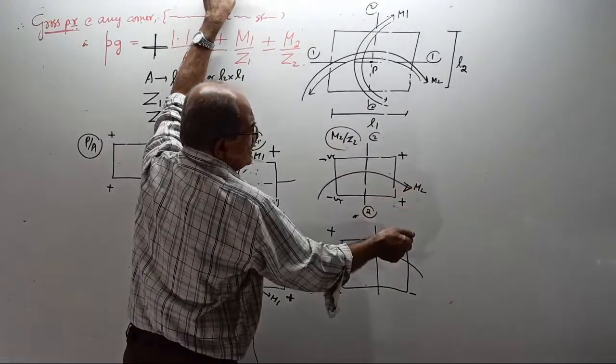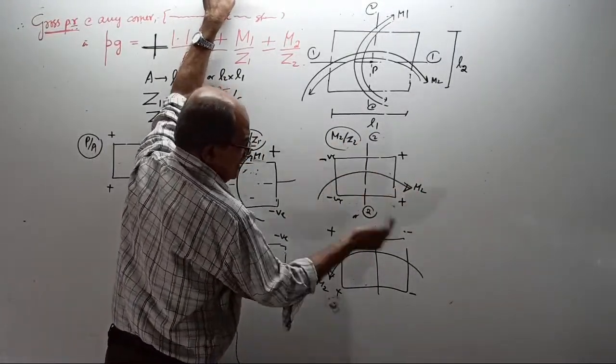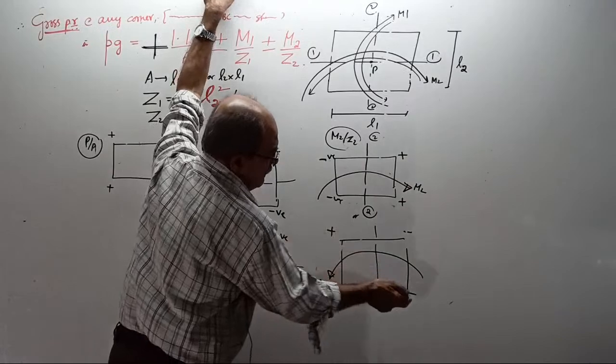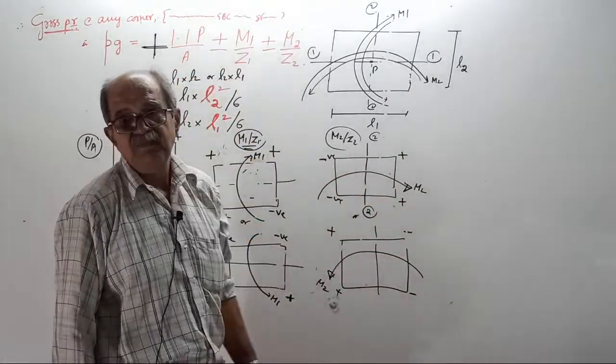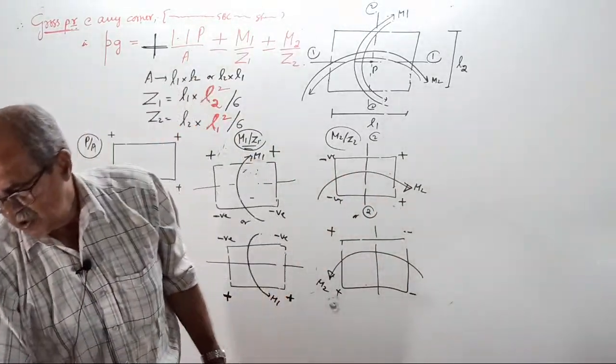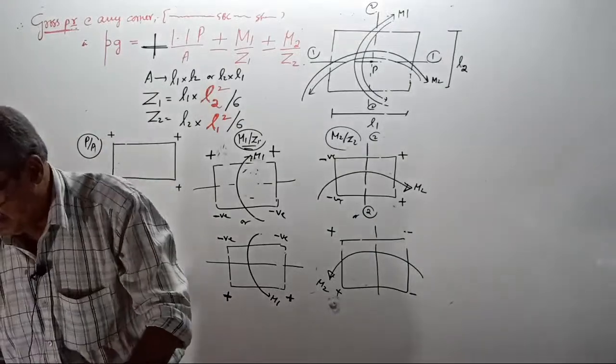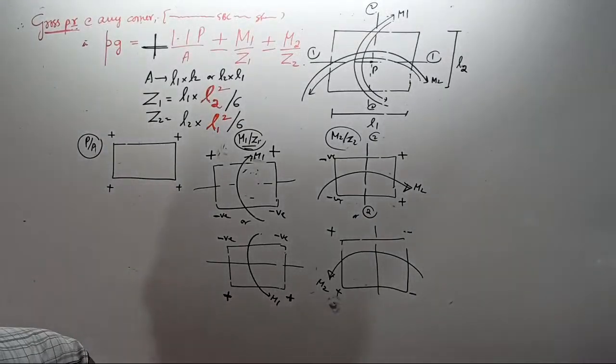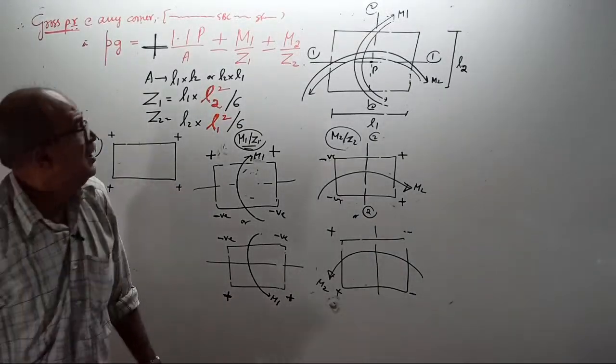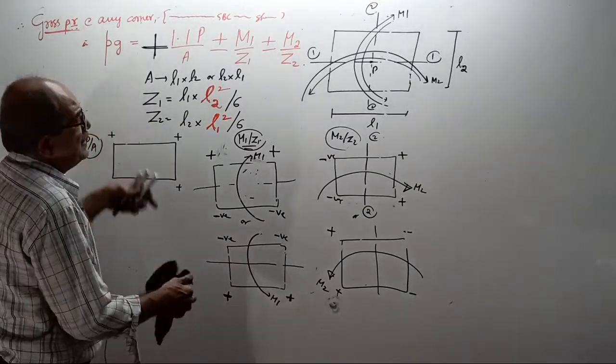Arrow is on the right side, plus. Other side, minus. Arrow is this way, minus, minus. Now clear? You can make a note. Even the crude method is also there. Clear or not? Okay. Now, this is for gross pressure. Make a note.